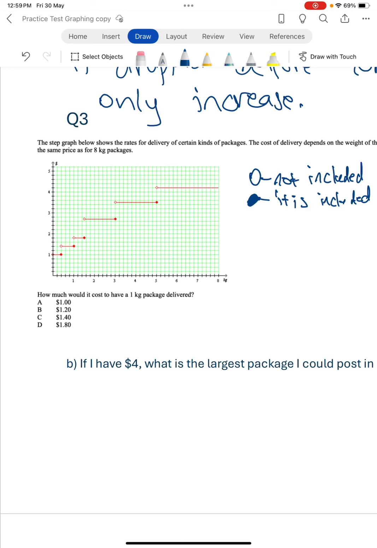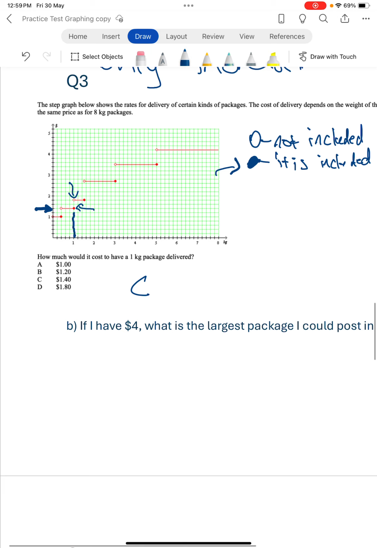Where you see the closed dot, it is included. So for example, if the question asks us at 1 kilo, how much is packaged, you can see that both that one there and that one there line up with a kilo, but we focus on the closed dot. The closed dot is what is included, so we line up with the y-axis there, which is $1.40, because there's 1, 2, 3, 4, 5 increments from 1 to 2, which $1 divided by 5 is 20 cents, and there's 2 there, so 2 lots of 20 cents. We would have option C, $1.40.